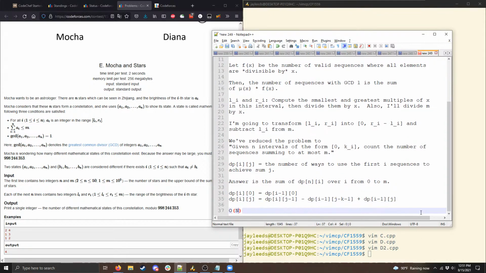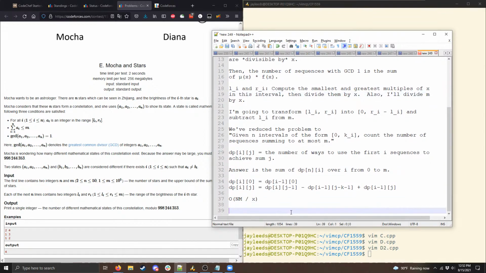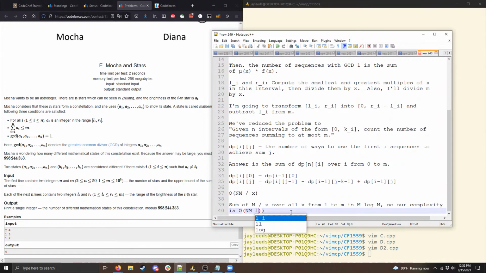So this is O(nm), or more formally for each case, it's O(n m / x), because here we've divided m by x. I've used so many letters. Now, this is another harmonic series thing, in that the sum of m/x over all x from 1 to m is m log m. So our complexity is actually O(nm log m).